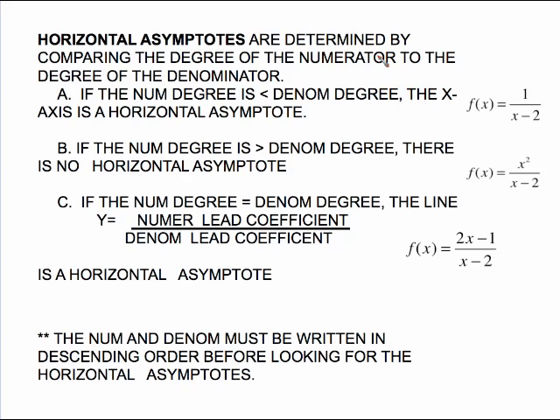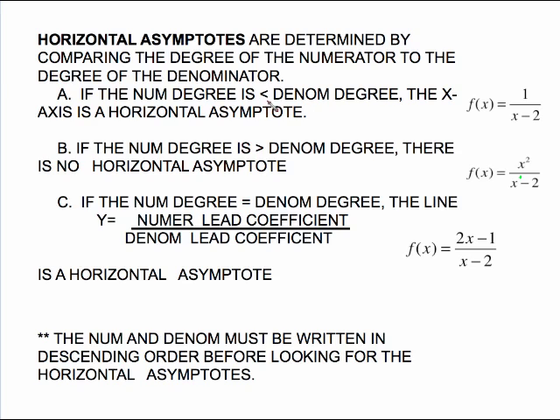Here are the rules. You're going to want to stop the video and write these down if you haven't already gotten these in class. Horizontal asymptotes are determined by comparing the degree of the numerator and the degree of the denominator. Now, what does degree refer to? Degree is just talking about the highest power, x squared, x to the first. That's the idea of degree. So here are the three things that can happen.